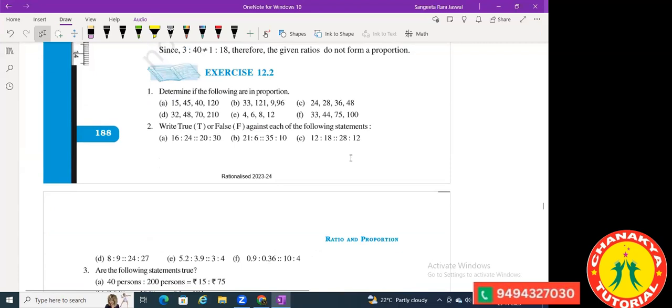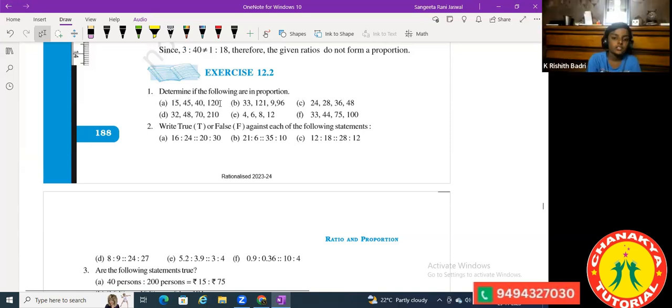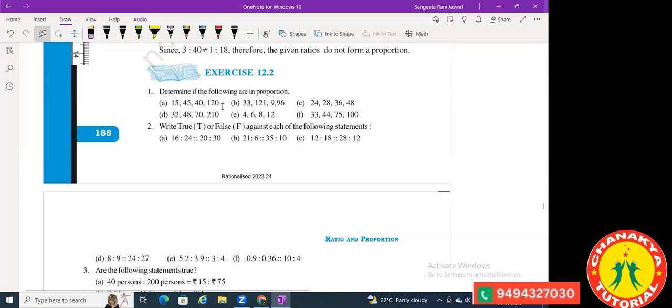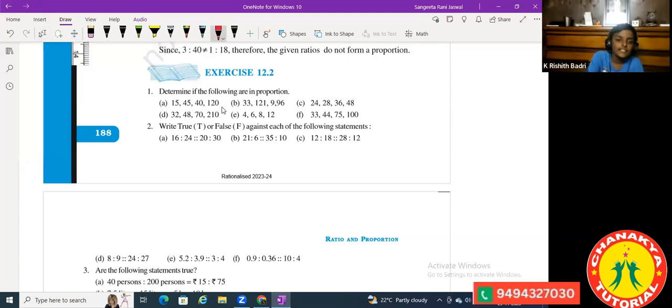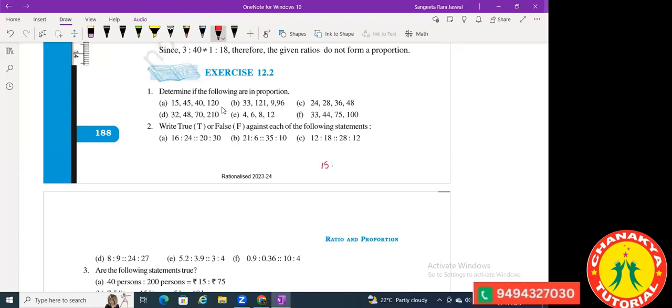Okay, let's move on to the exercise part. Determine if the following are in proportion. Now here four numbers are given to you. You have to show that they are in proportion. So how will we do this? We need to write it as 15 is to 45 as 40 is to 120.